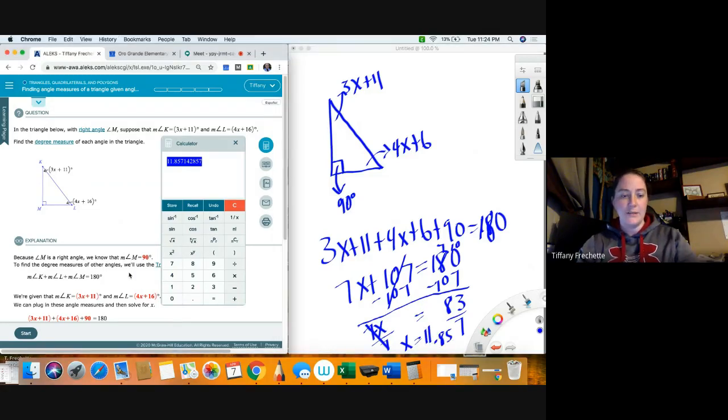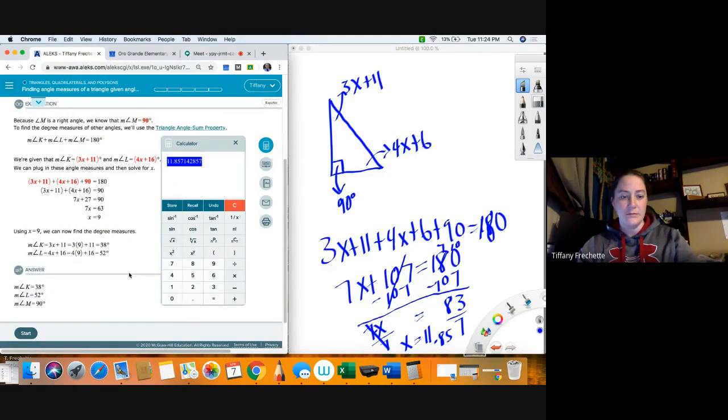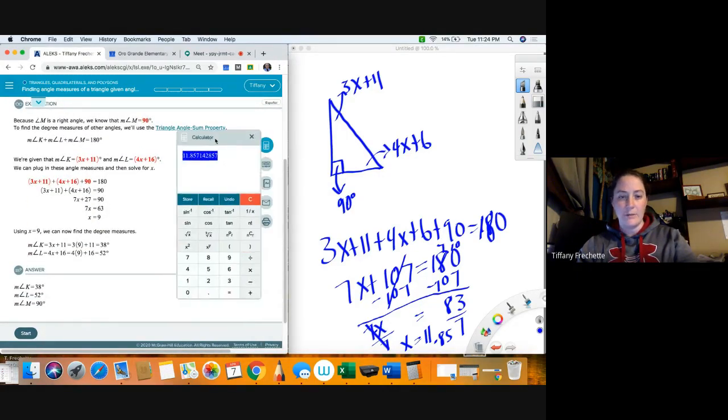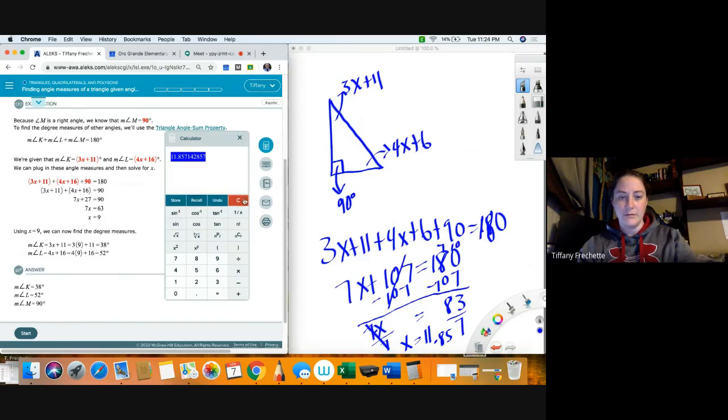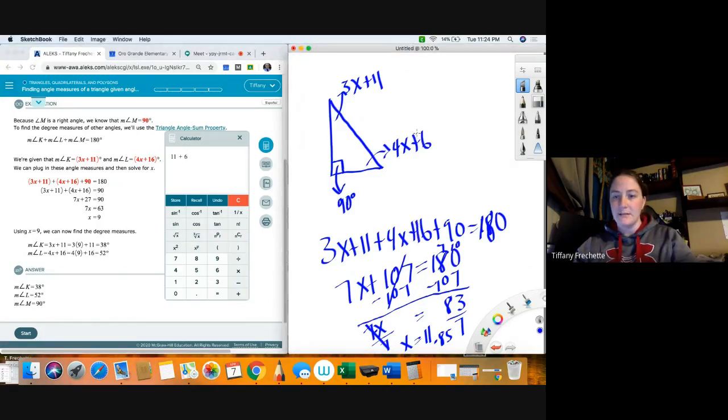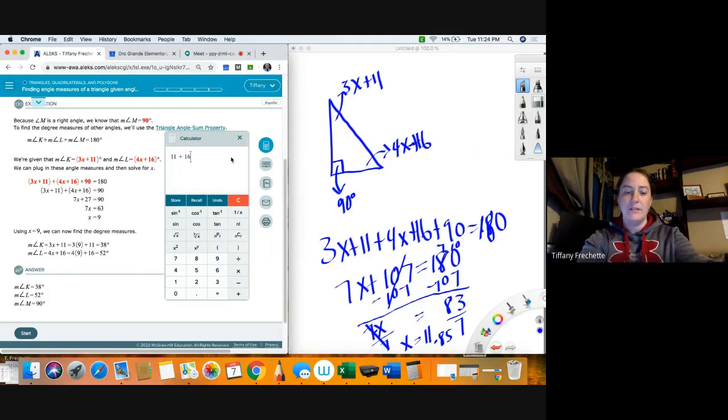Is that what they're doing in decimal? No, something went wrong with my addition here. So we have 11 plus 6. Oh, that's what I did. This was supposed to be 16. Paying attention, right? So that should have been 16 plus 90. So I should have got 117 here.